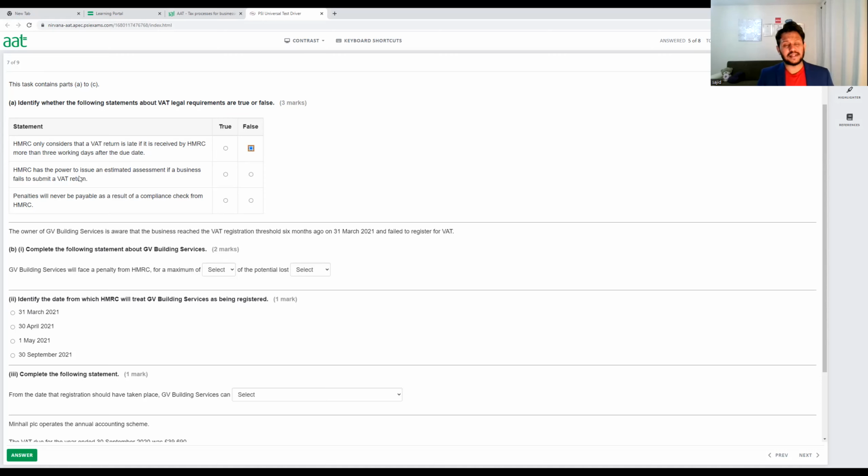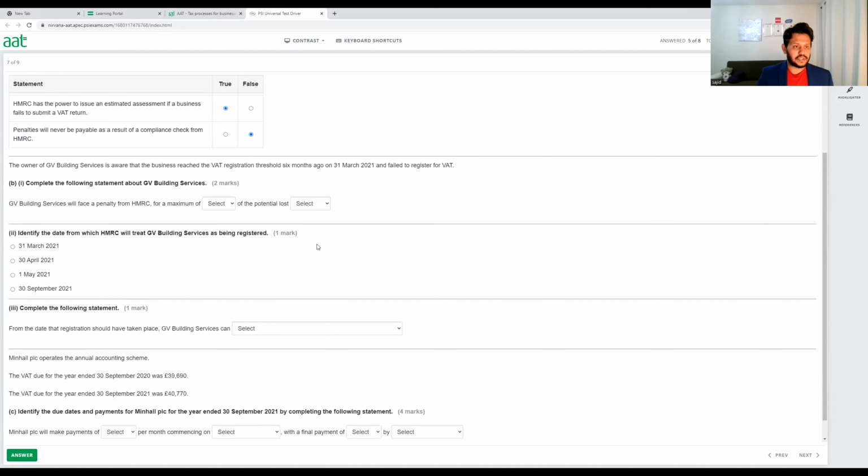HMRC has the power to issue estimated assessments. Definitely, if you fail to submit the VAT return, HMRC can send you the estimated bill, like based on the estimation, we think your VAT liability will be this. Can you pay this amount? This is absolutely true. Penalty will never be payable as a result of a compliance check from HMRC. That's false. As long as HMRC come for the investigation, if they find something wrong, they'll give you the penalty. So it's not true.